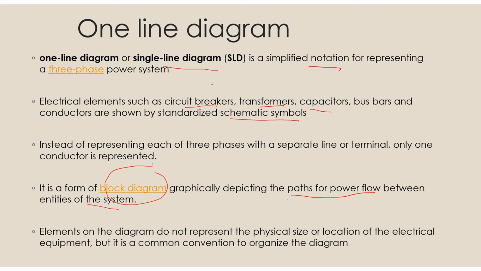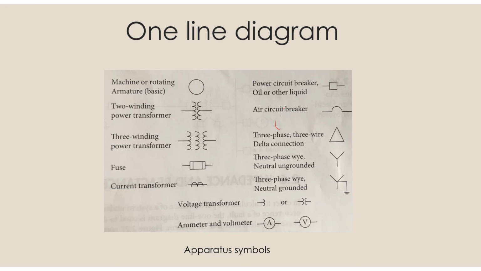We are going to see the symbols. These symbols are very important; you have to know them. The ones that look very familiar are of course the transformer, and also the ammeter and the voltmeter. The rest you have to know. The circuit breaker looks like a square, and the round one is a machine. It's very important to be familiar with the symbols.